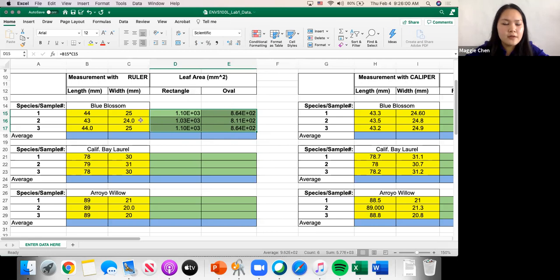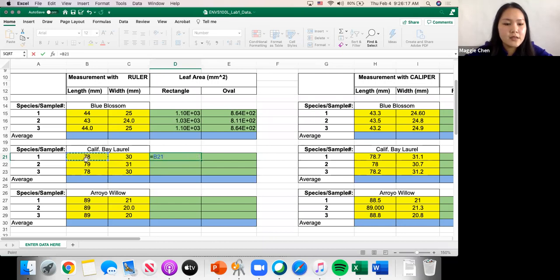From here, there's a question in the chat: can you repeat, please? Yes, of course. For the rectangle leaf area, I can redo it again. First we're going to start our equation with the equal sign, and we'll select the length that we want, press shift 8 for our asterisk, multiply by our width, and hit enter. That'll give us our leaf area for a rectangle.